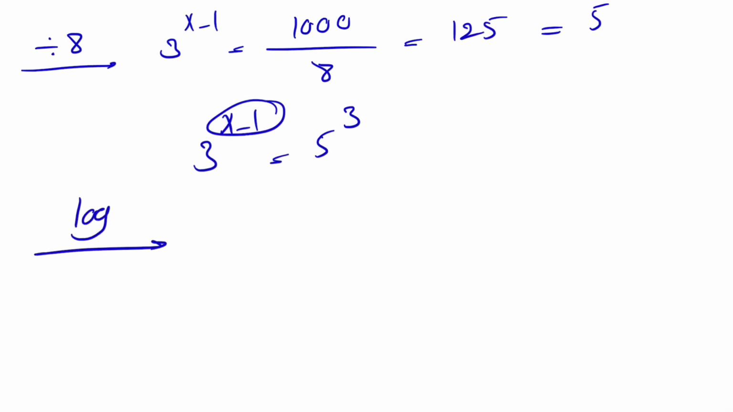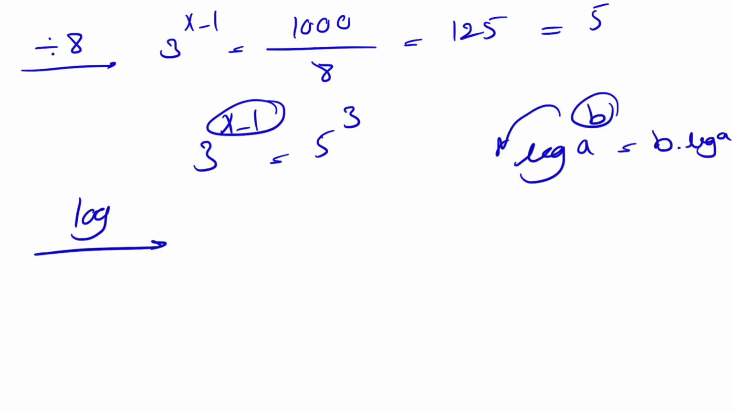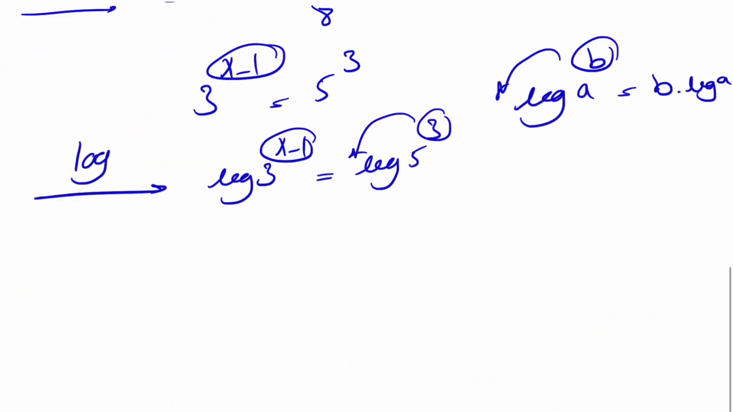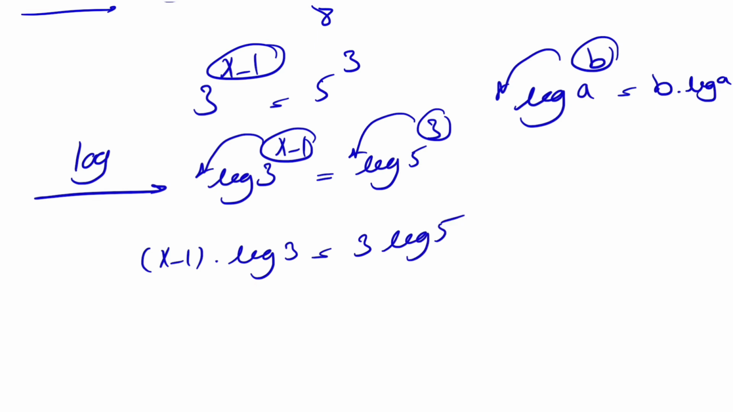A common way in here is to take the log of each side, and from the laws of the logarithm, we know that when we have the log of a to the b, this b can go in the back, so it will be b times log of a. So if we do that, we have the log of 3 to the power of x - 1 equal to the log of 5 to the 3, and each of these exponents can go in the back, so basically x - 1 times log of 3 is equal to 3 times log of 5.